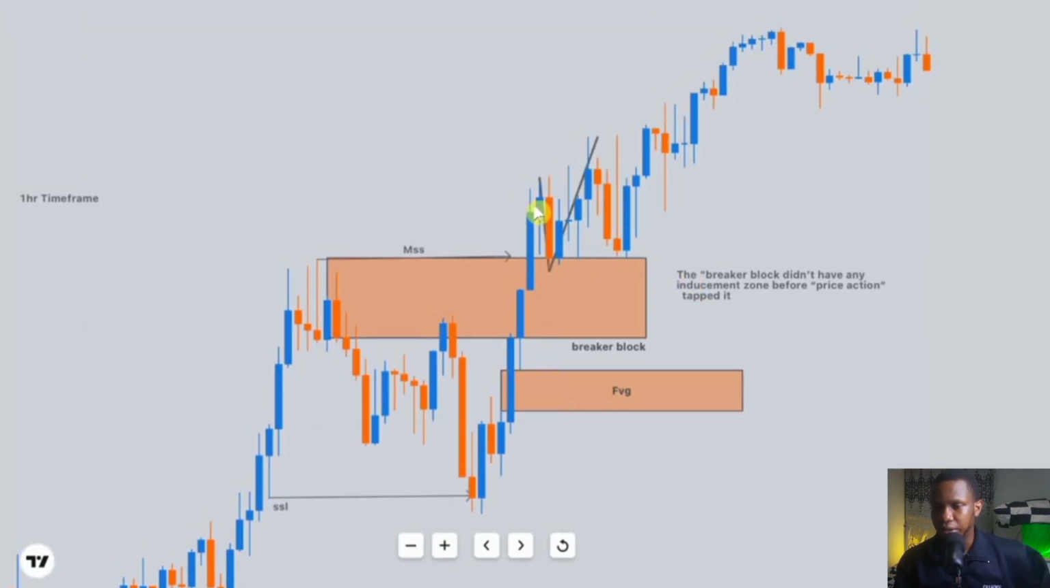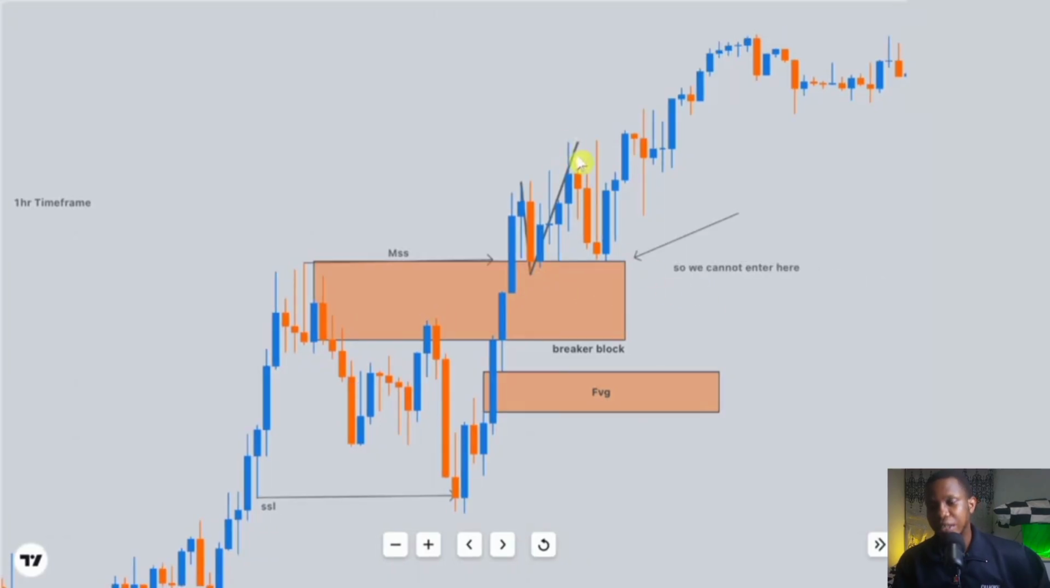So this is what I mean. After we broke here, price action came and tapped here before breaking market structure, which means here was my inducement zone right here. So when price action came back here, we couldn't have entered because it had already tapped this breaker block right here. So when I could have entered this breaker block is when I had something like this.